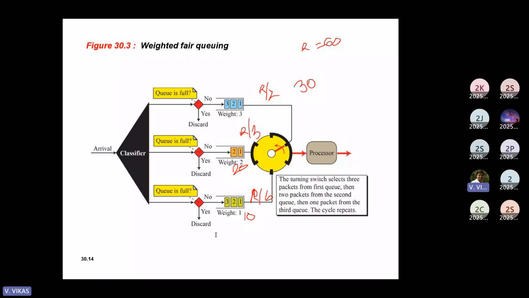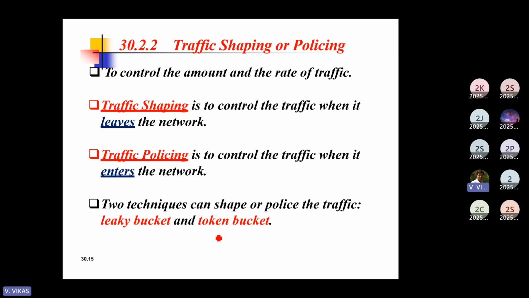Next we will be looking at traffic shaping. We have two techniques. Traffic shaping is done to control the traffic when it leaves the network. Traffic policing is done before someone enters the network. So the difference between traffic policing and shaping is that shaping is done after you enter the network, while traffic policing is done before you enter the network.